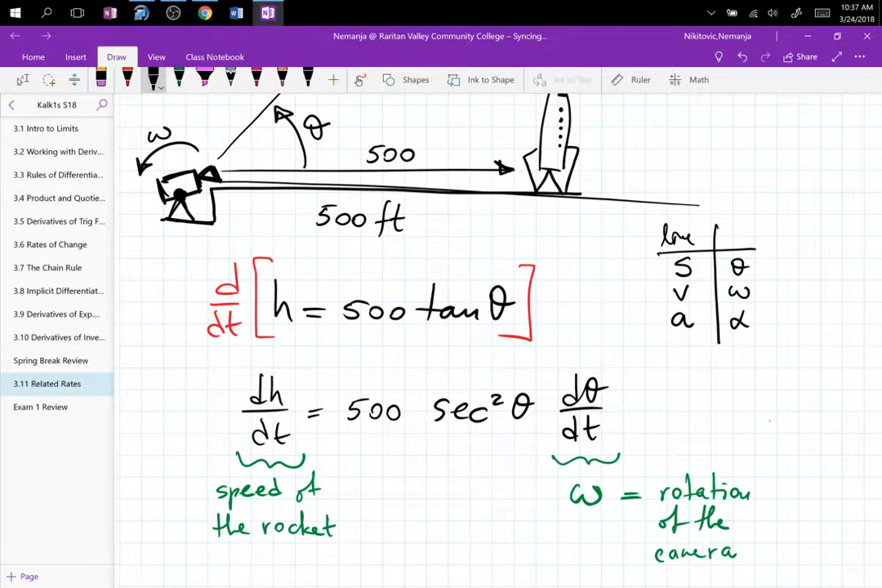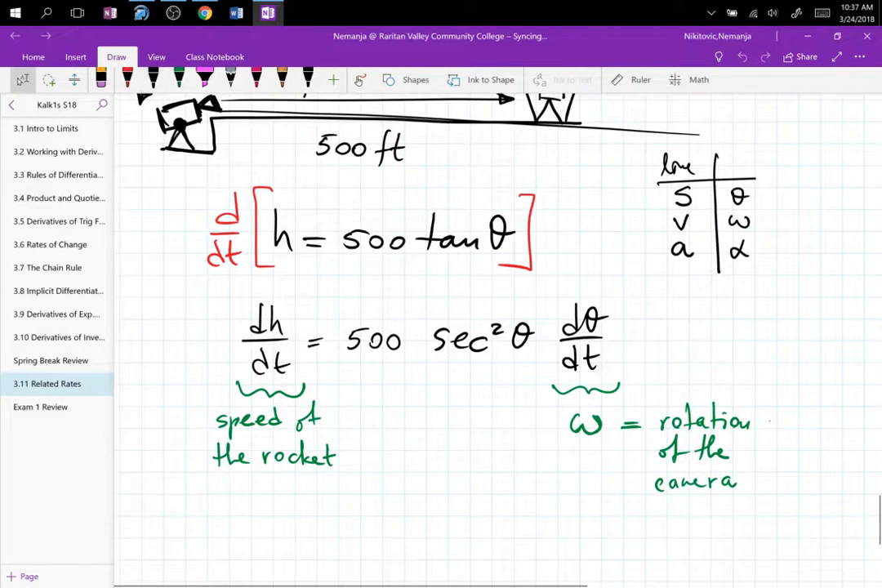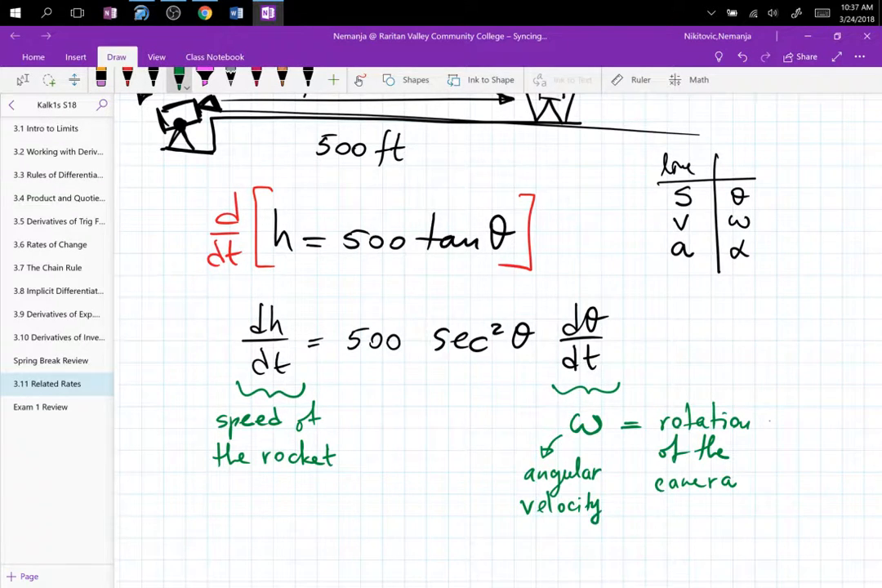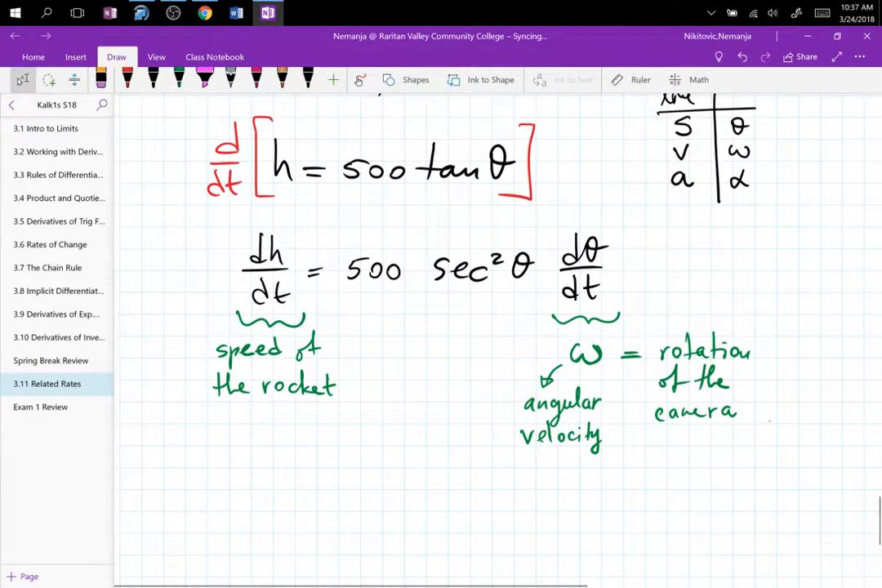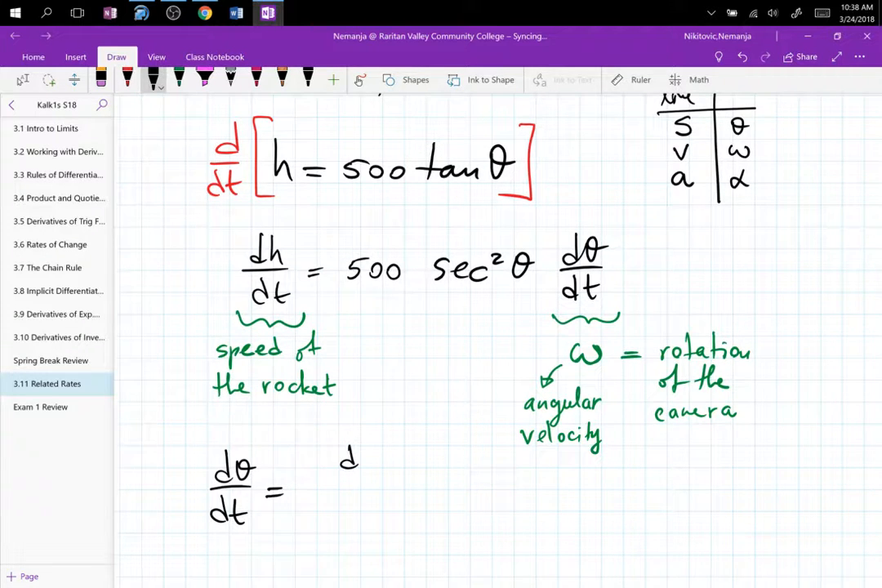So now, the angular velocity. Of what? Of the camera. That's the piece you want. Therefore, you better solve for it, because d theta dt is the one that you will be programming in. So what is that? Well, that's dh dt divided by 500 secant squared theta.